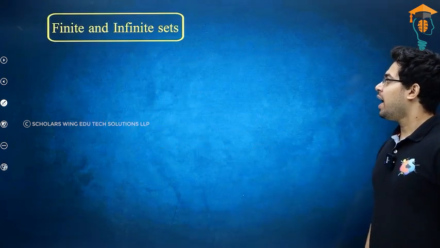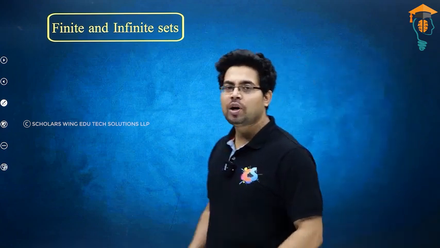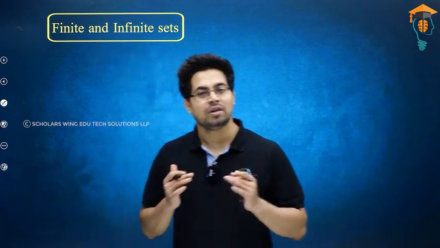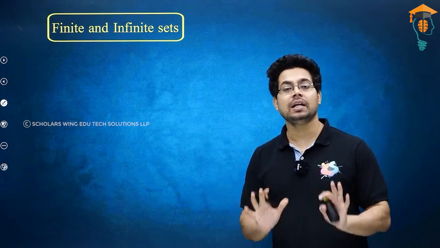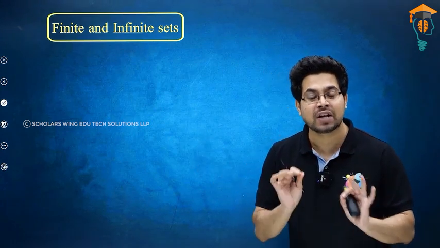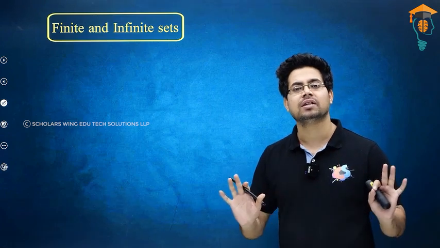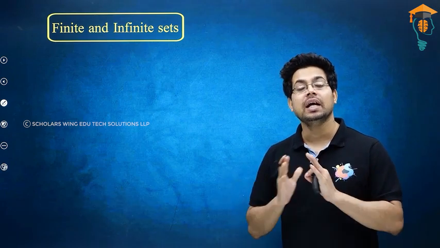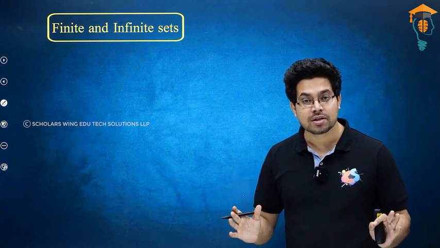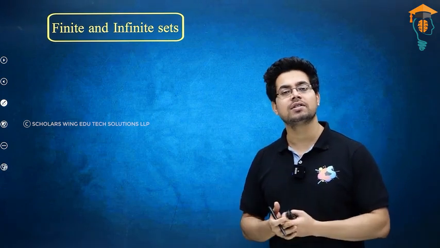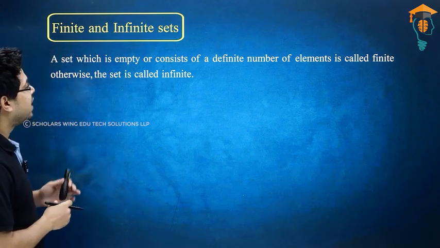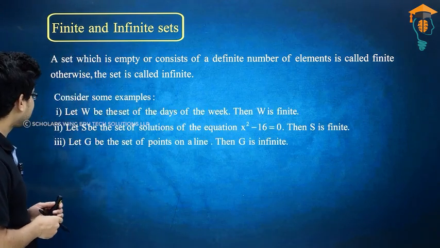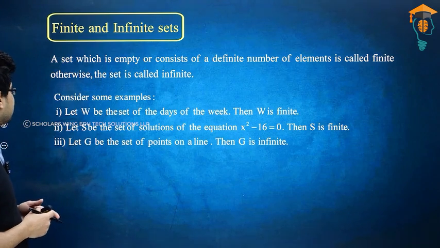Now let's talk about finite and infinite sets. I've already given you an idea about these sets earlier, right? Finite sets, very simple. Any set containing a finite number of elements will be called a finite set. Any set containing an infinite number of elements will be called an infinite set. That's it. Here, they have written the same thing in words. For example, let's take a few examples.